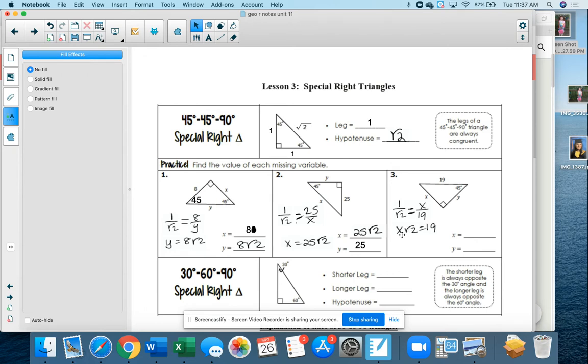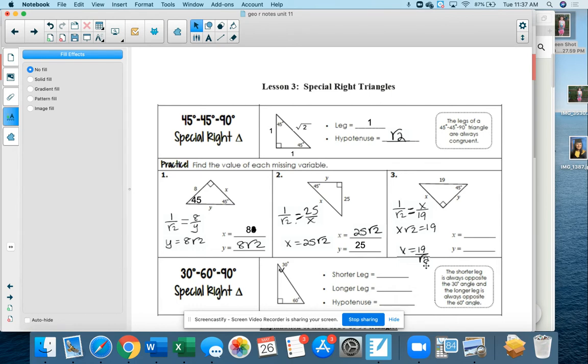And now to solve for x, I'm going to divide by radical 2. So both sides get divided by radical 2, and I'm going to have x equals 19 over radical 2. All I did was divide by radical 2 on both sides.